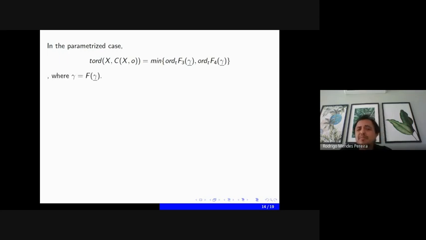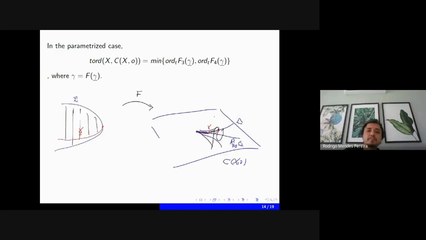But sorry, there's some confusion of notation. This gamma is not exactly the gamma in the floor. It's the gamma in the pre-image, parameterized by F. This picture, I think, is explained better. You have this gamma in the pre-image of the line. So this distance, this contact, is given by the minimum of these arcs.